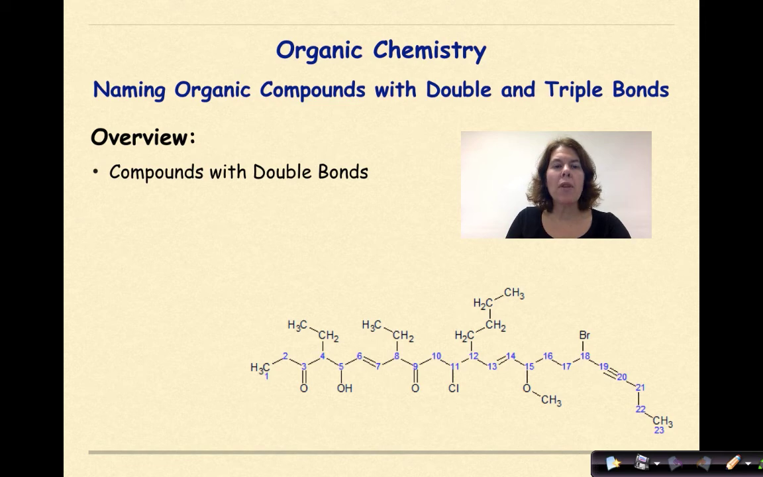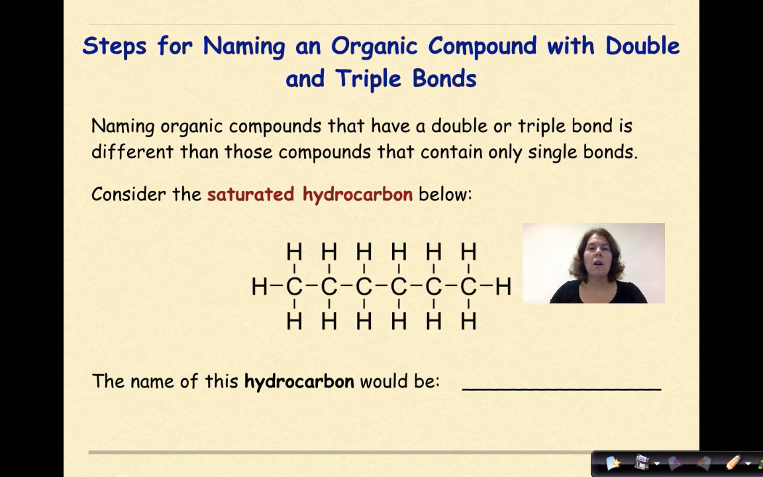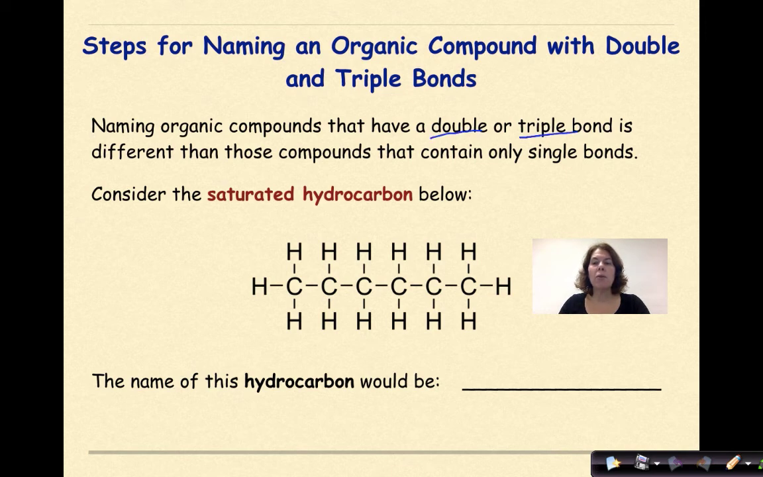We're going to start out with compounds with double bonds, then talk about double bonds with branches, compounds with triple bonds, and then finish it up with some general rules. Steps for naming organic compounds with double and triple bonds. Naming organic compounds that have a double or triple bond is different than those compounds that contain only single bonds.